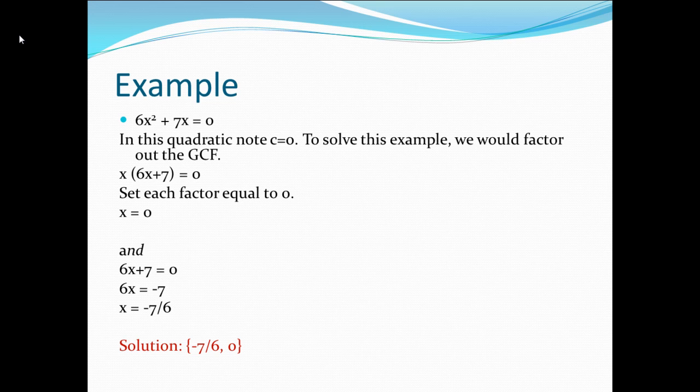In this example, notice that we only have two terms. We have 6x squared plus 7x equals 0. If we remember that our quadratic in standard form is ax squared plus bx plus c, you'll notice that actually c equals 0. So we have the greatest common factor of x that we are able to factor out of these two terms. When we take the x factor out, we're left with x times 6x plus 7 equal to 0.